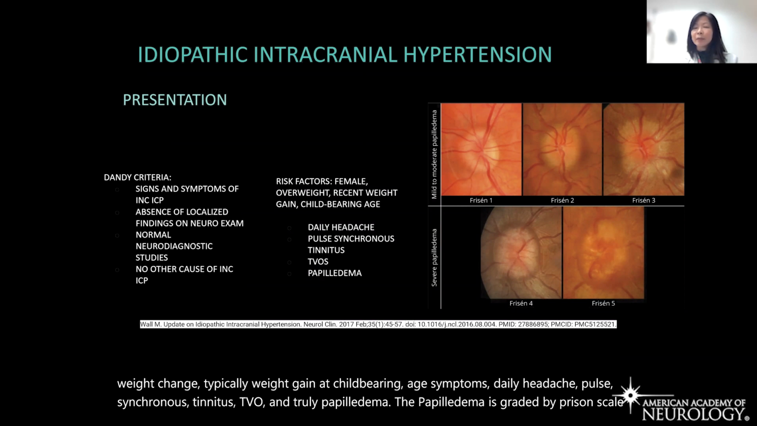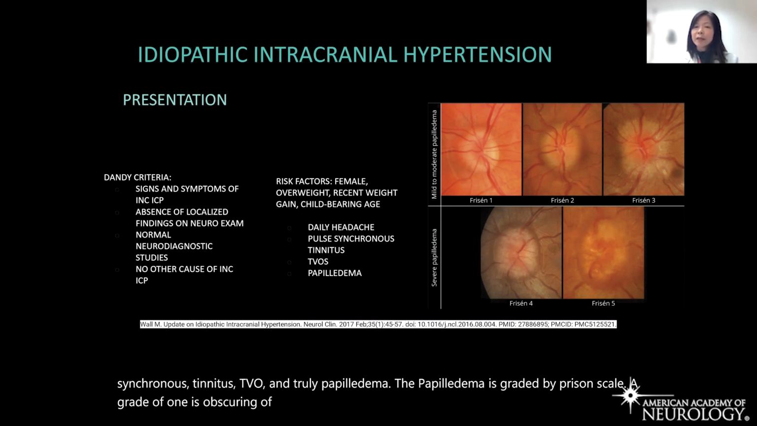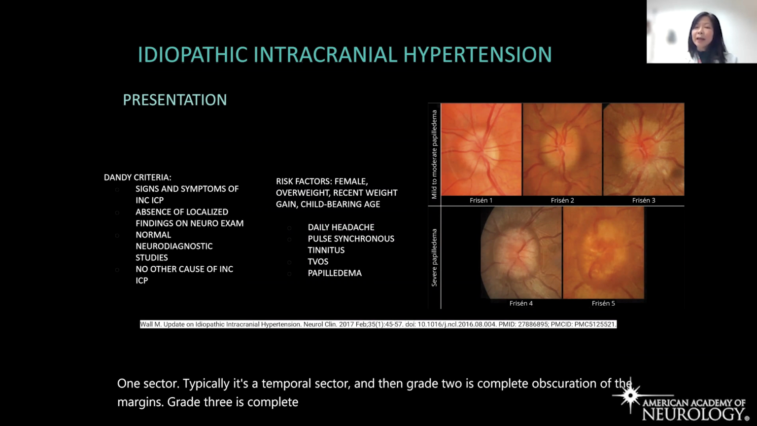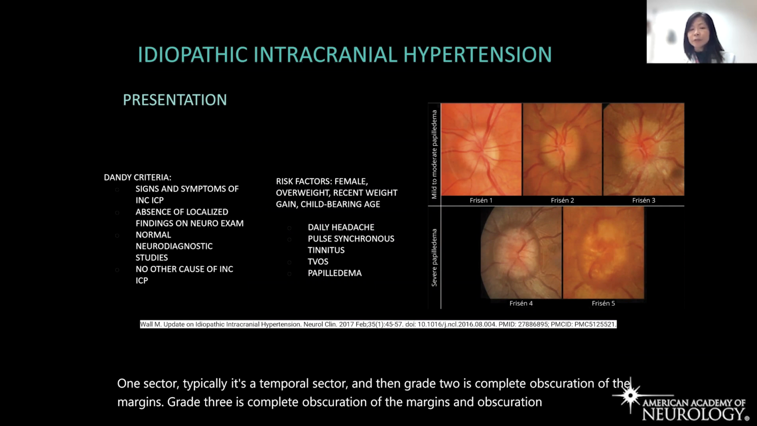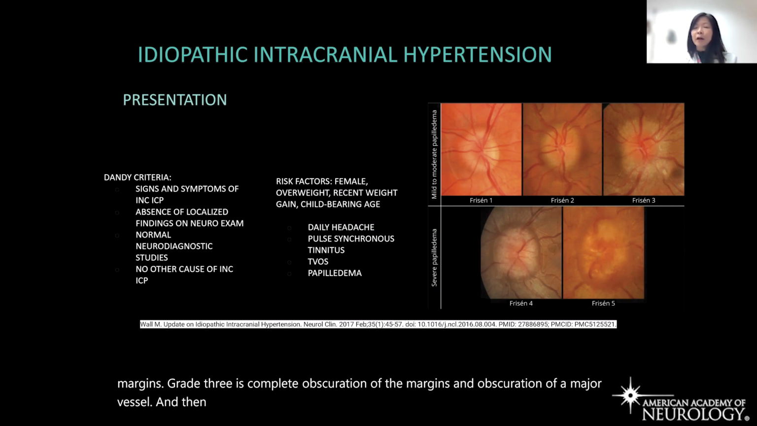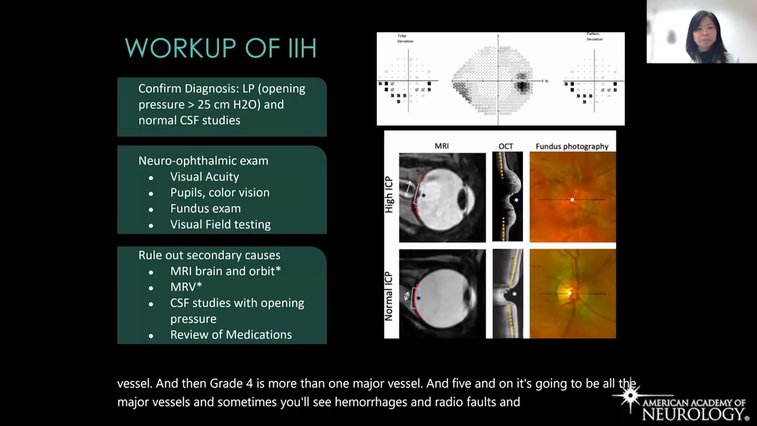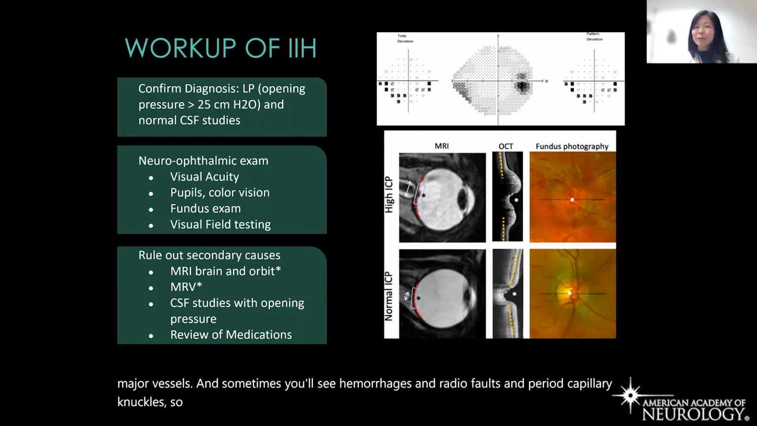A grade 1 is obscuring of the nerve in a C-shaped pattern with sparing of one sector. Typically, it's a temporal sector. Grade 2 is complete obscuration of the margins. Grade 3 is complete obscuration of the margins and obscuration of a major vessel. Grade 4 is more than one major vessel, and 5 is all the major vessels. Sometimes you'll see hemorrhages, radial folds, and peripapillary wrinkles. So we reviewed the workup for that.